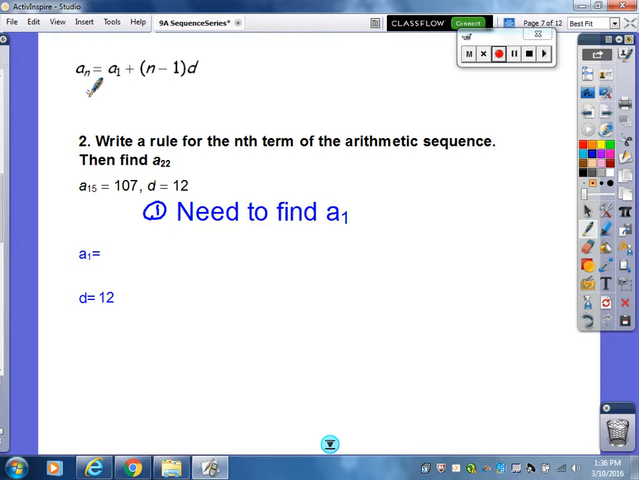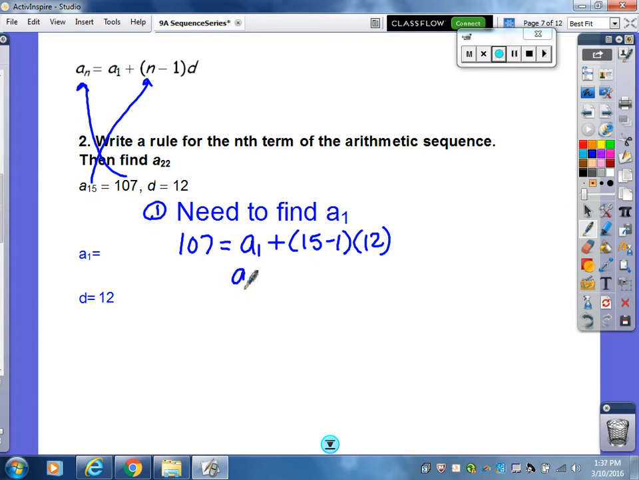All right. I know my 15th term is 107. So we're going to plug 107 in for my term and 15 in for my n. And we're going to solve for A sub 1. And of course 12 is going to go in for D. Okay, so let's do that. So 107 is equal to A sub 1 plus 15 minus 1 times 12. All right, solve for A sub 1. So we're going to multiply 14 times 12 and subtract it from 107. So you should get A sub 1 is equal to negative 61.